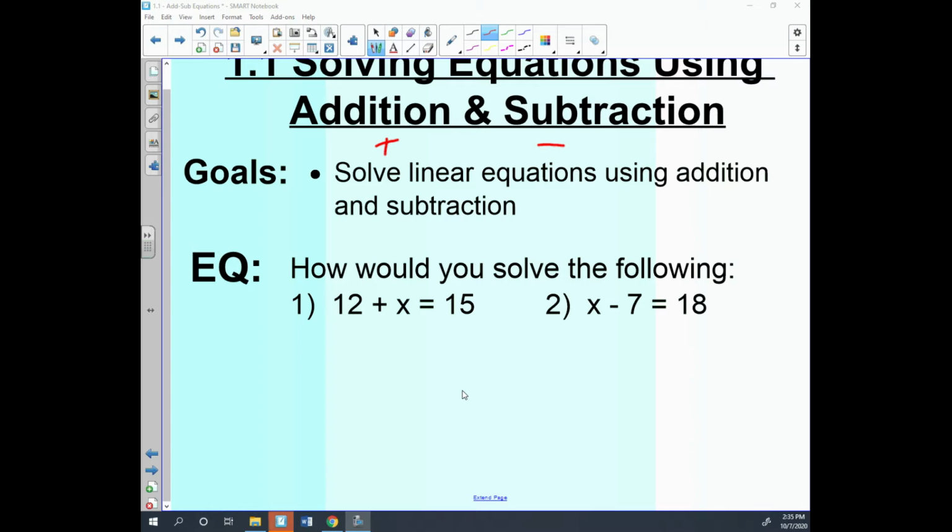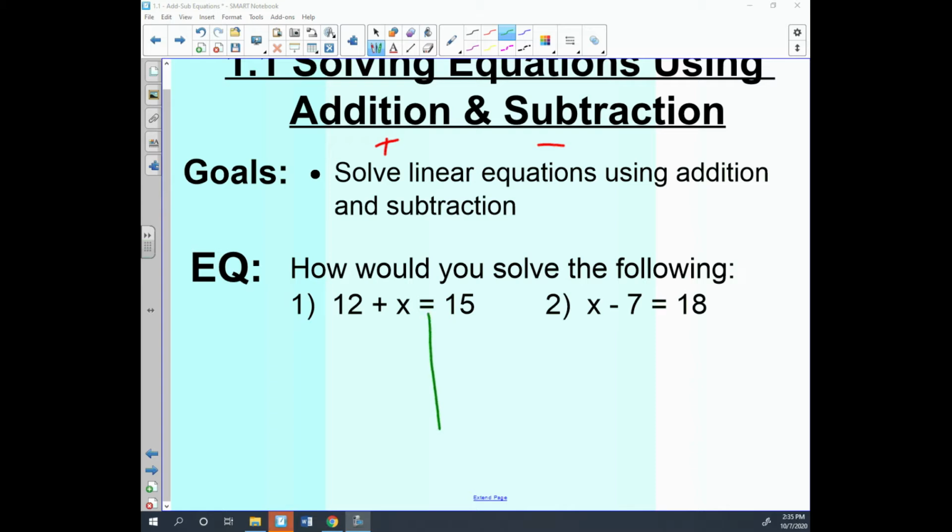How would you solve the following? Most of us can probably look at this equation 1 and think 12 plus what is 15? And most of us can probably say it's 3. It's not rocket science. And that is right. But what the plan is here is we want to get in the good habits of showing our work, because later on when the problems do get tricky, you can't just look at it and say, hey, I know it's 3.